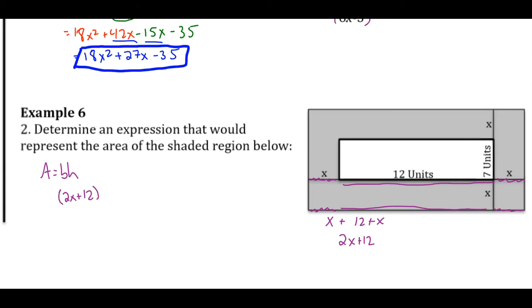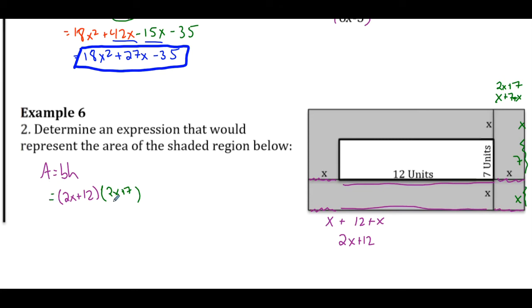But now I've got to figure out the height. We're going to use a very similar process to find the height. The height of this thing is going to be this much, right? Because this line right here is going to be equal in measure to this line here. Well, if this is x, then this is also x. If this is 7, then this is also 7. And if this is x, then this is also x. So that means that the height is going to be x plus 7 plus x, which, when I combine my like terms, is 2x plus 7. So the height of this thing is 2x plus 7.